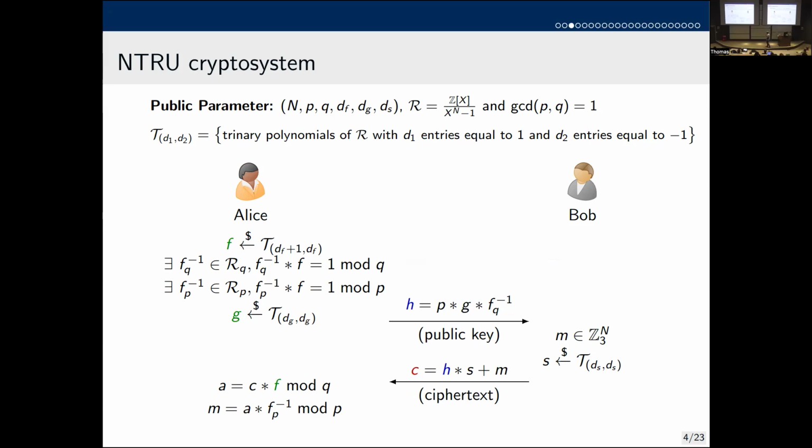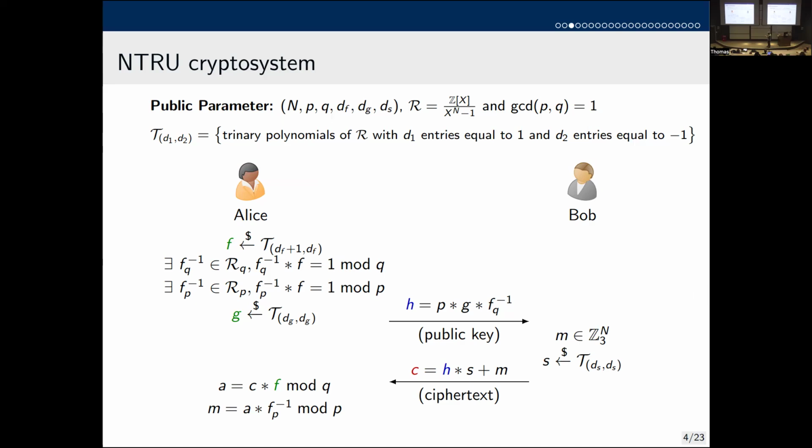So if you think about Gamma, the basic idea is you add some noise to your ciphertext, and then because you know the secret, you can remove it. So how do we do that? Given the ciphertext, you first compute this A. What is A? A is equal to C times F modulo Q, okay? And then in the end, you compute M equal to A times F inverse mod P, okay?